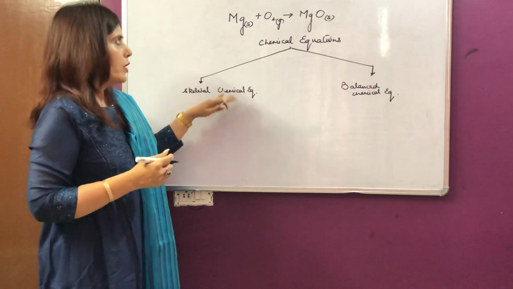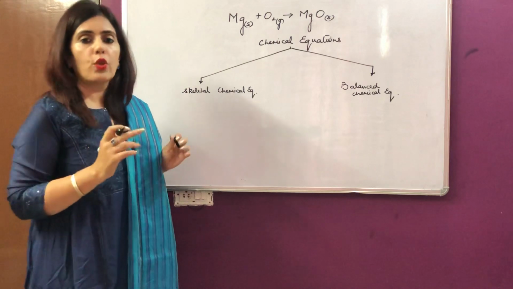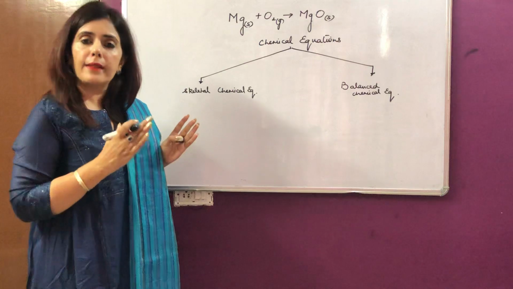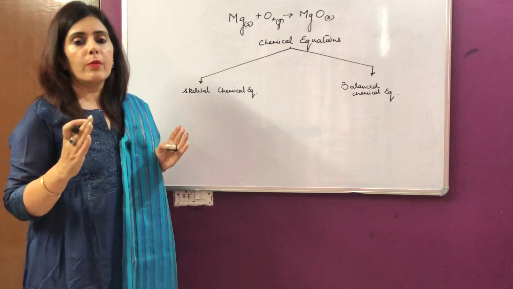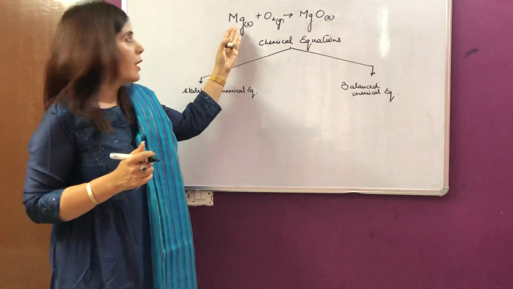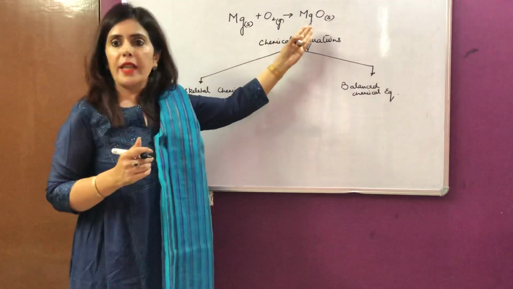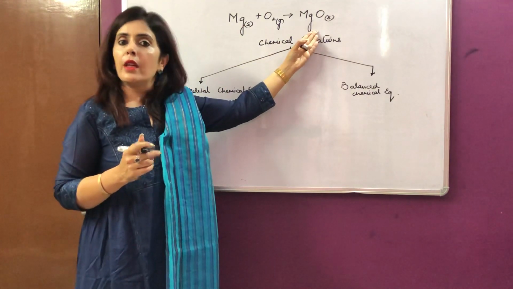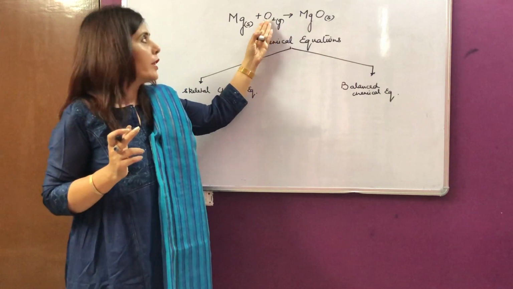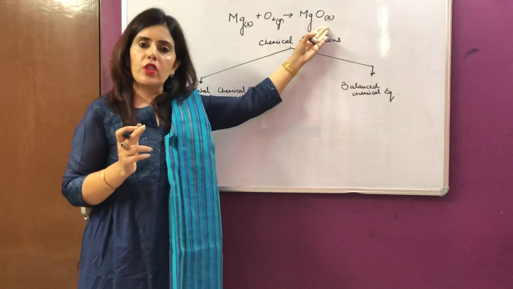A skeletal chemical equation just represents the chemical change and does not take into account whether the atoms of the elements on the left hand side are equal to the atoms of the elements on the right hand side or not. For example, this equation. How many magnesium atoms can you see over here? 1. On the right hand side, how many? 1. How many oxygen atoms can you see over here? There are 2 oxygen atoms which make a molecule, and here there is only 1 oxygen atom.